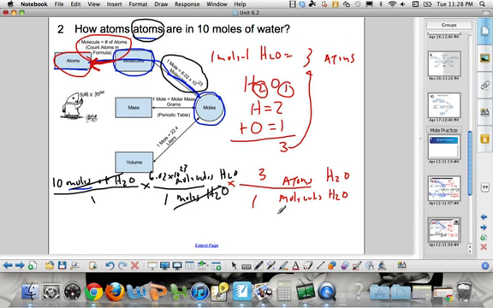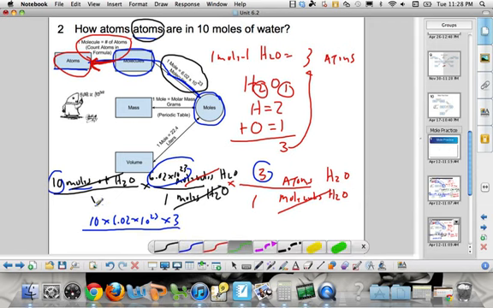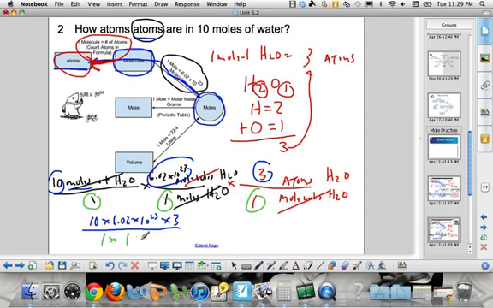Let's cancel out the parts that are the same. Molecules are on top and bottom. Now we can go ahead. Let's do that math and let's figure out what we get. I've got 10, 6.02 times 10 to the 23rd, and 3 on top. Multiply them together. 10 times 6.02 times 10 to the 23rd up on top. Multiply that by 3. Put it all over 1. So I've got 1, 1, and 1 on the bottom. 1 times 1 times 1. I will have 1 on the bottom.